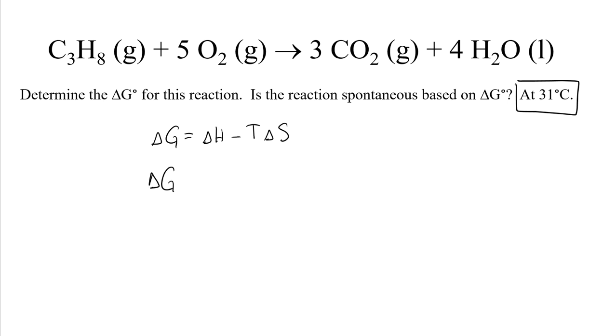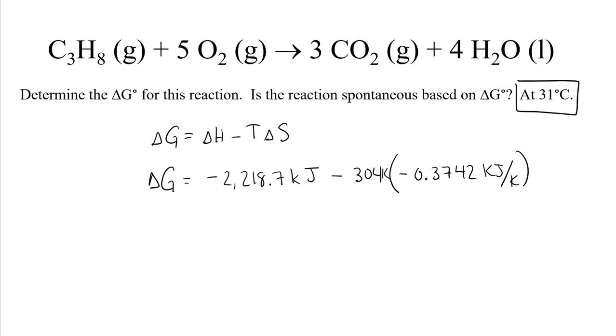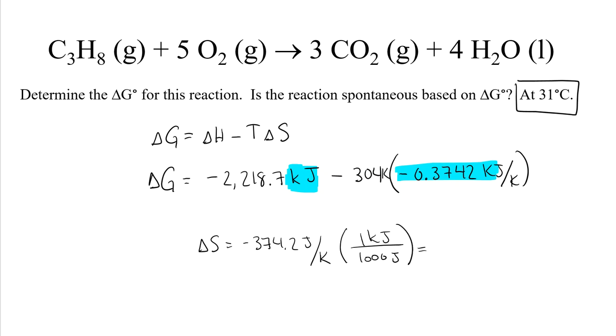So the delta G for this reaction is equal to negative 2,218.7 kilojoules. That's the delta H that we determined on slide 2, minus 304 times negative 0.3742 kilojoules per Kelvin. So just again, be careful. The delta S that we calculated was negative 374.2 joules per Kelvin. Watching your units, convert that into kilojoules. There's 1,000 joules in 1 kilojoule. That's how you get the negative 0.3742 kilojoules per Kelvin.